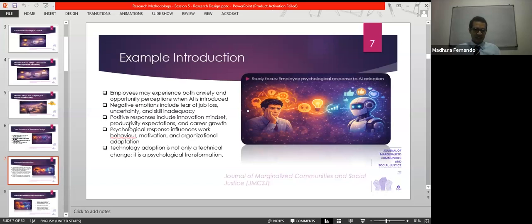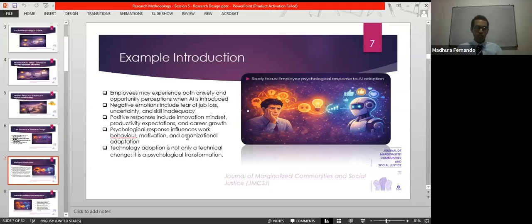The positive responses include an innovation mindset. There are some employees who are innovative. They know how to utilize AI tools in their day-to-day activities or in their professional activities. They know how to use them, so they are very happy and positive about these things, and they can enhance productivity expectations and their career growth.